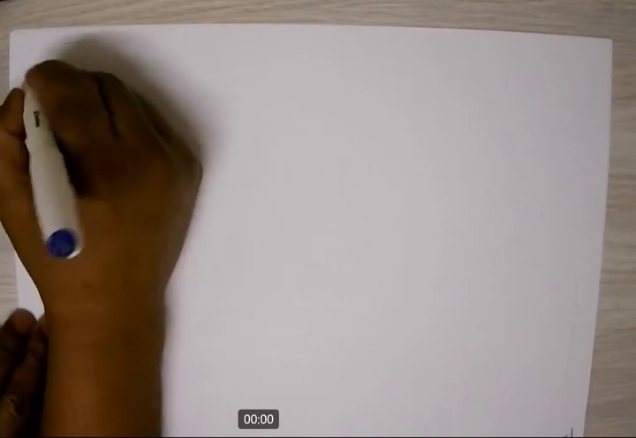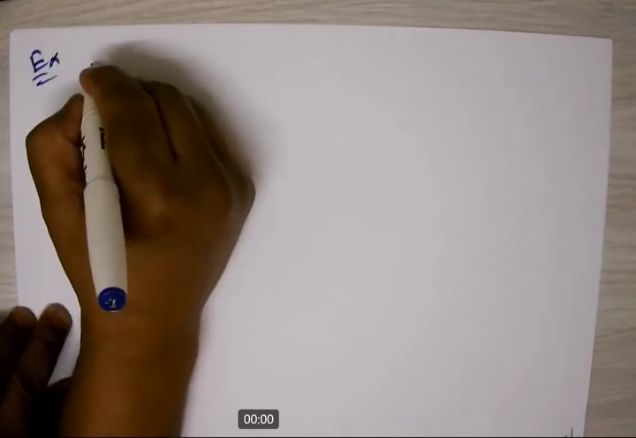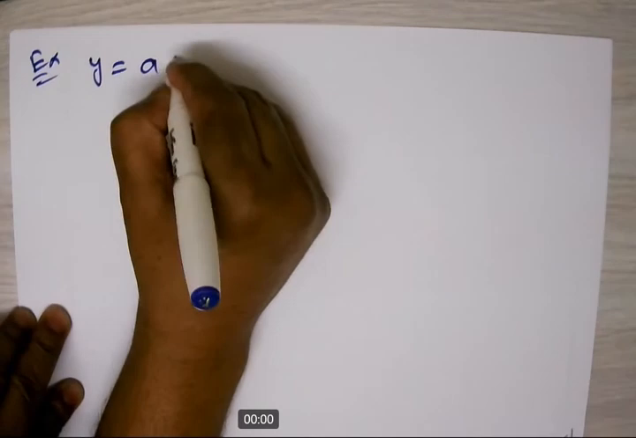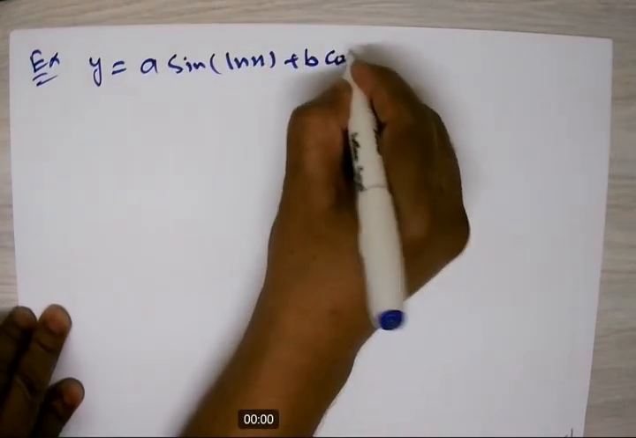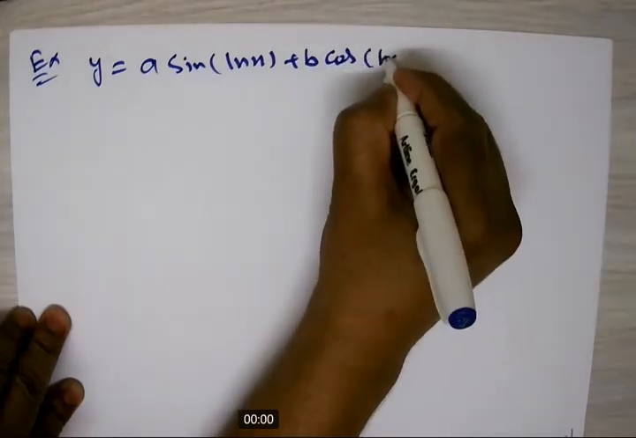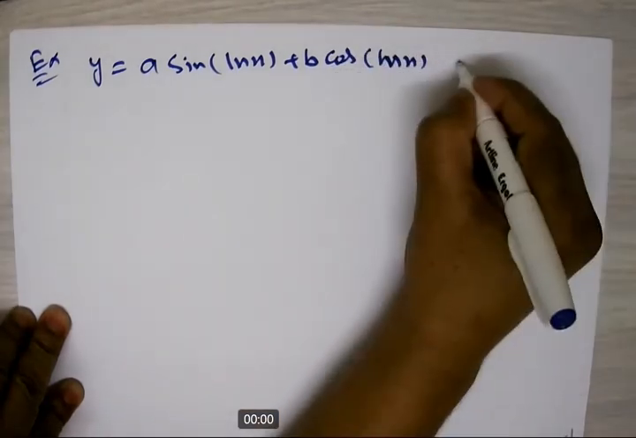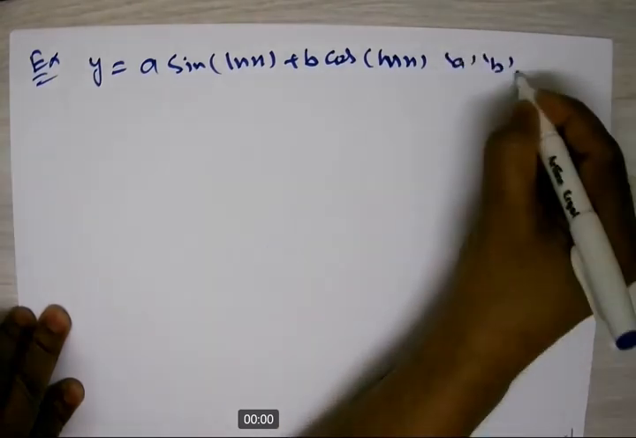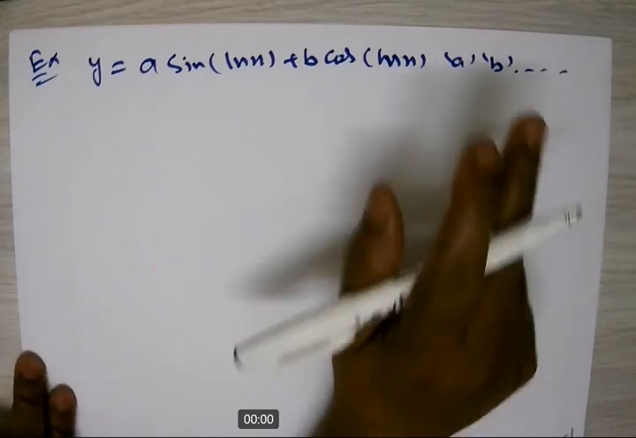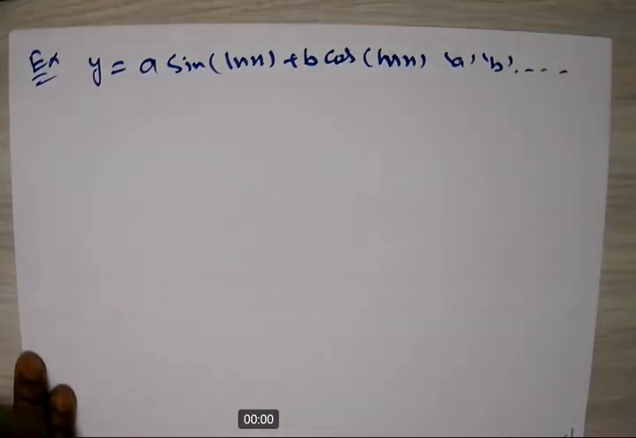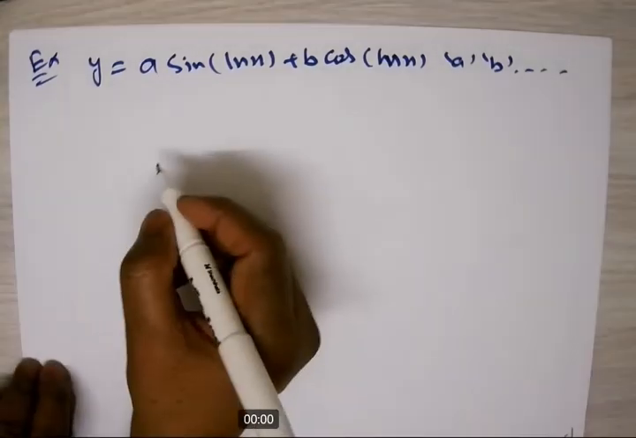Hopefully you understand. Now I am going to tell you another good question. Example: form the differential equation of y = a sin(ln x) + b cos(ln x), where a and b are constants. See that one, a and b are arbitrary constants. That means you need to differentiate two times. After getting the derivatives two times, you need to cancel a and b, and that is the answer.